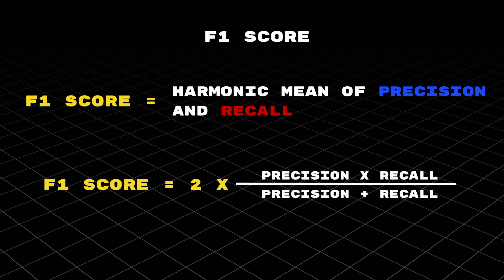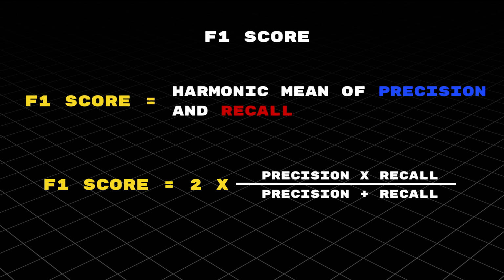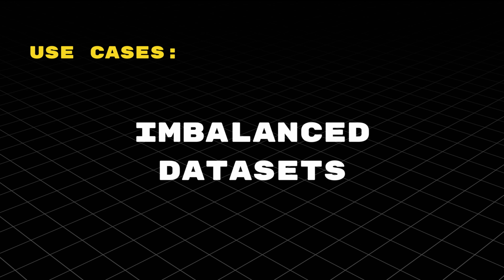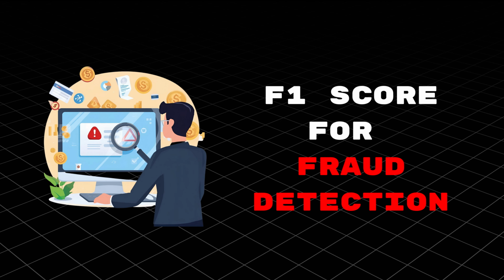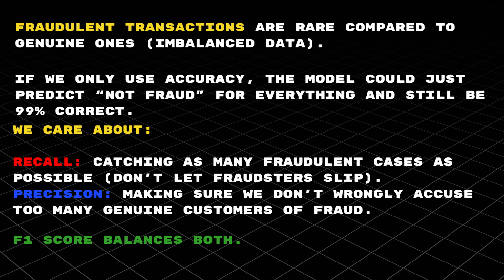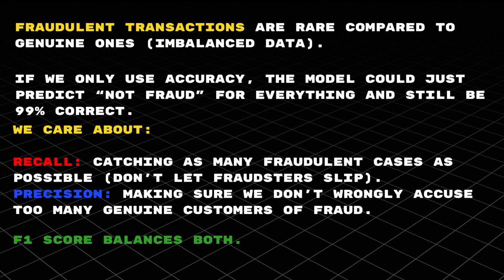F1 score combines precision and recall into one number. It's the harmonic mean, balancing both sides. It is especially used in imbalanced datasets. For example, fraud detection often uses F1 score. It avoids the traps of using only accuracy. Training often optimizes F1 for fairness.